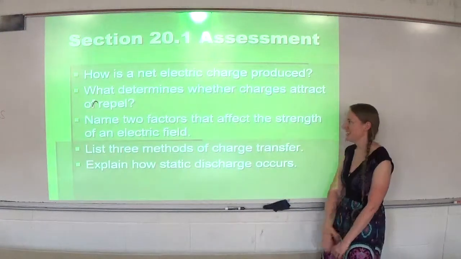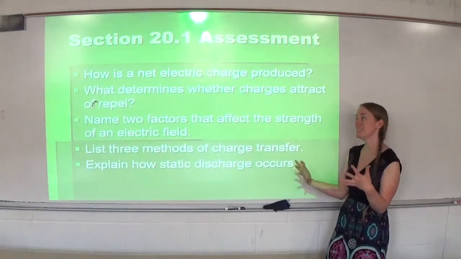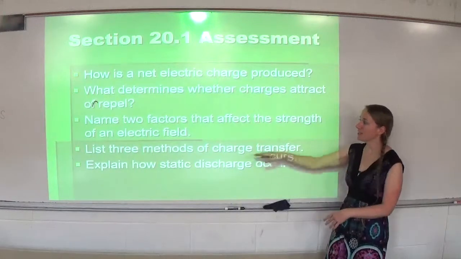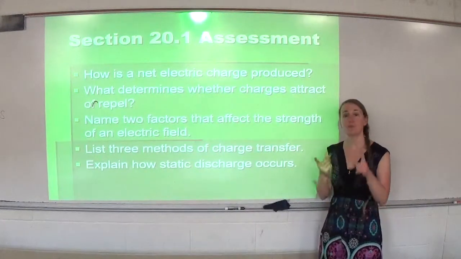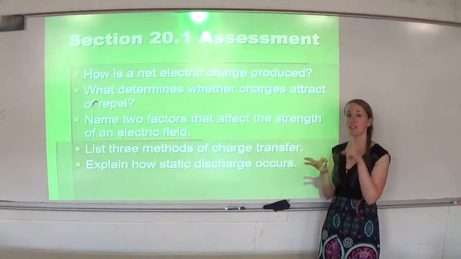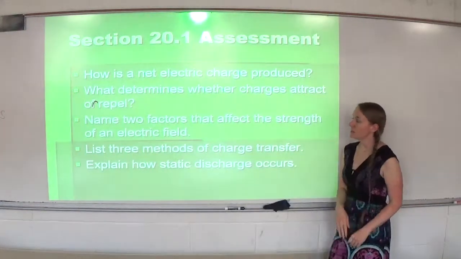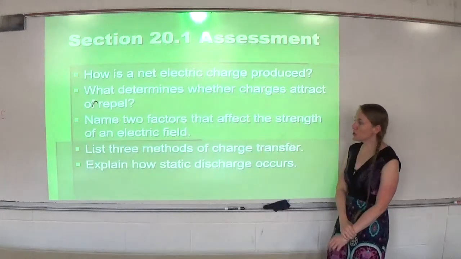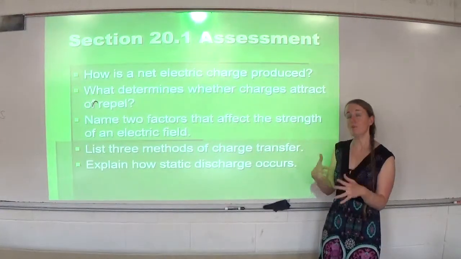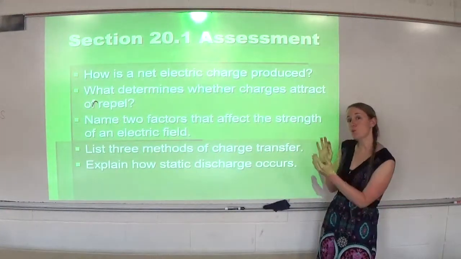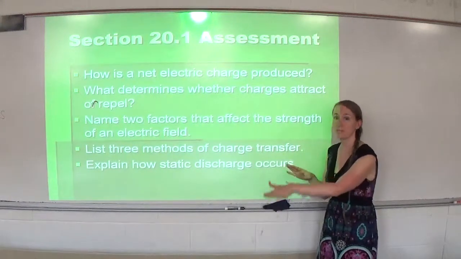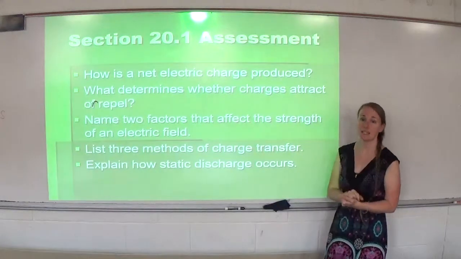Okay, so it's the amount of charge and the distance between the particles. List three methods of charge transfer: friction, contact, and induction. Explain how a static discharge occurs. Well, there's a buildup of charge, like an excess of charge, and then once a pathway forms where it can be released, that's when the static discharge occurs.